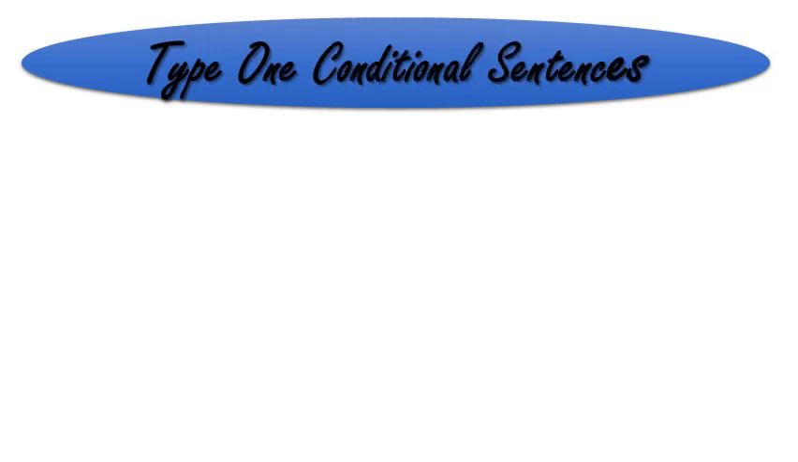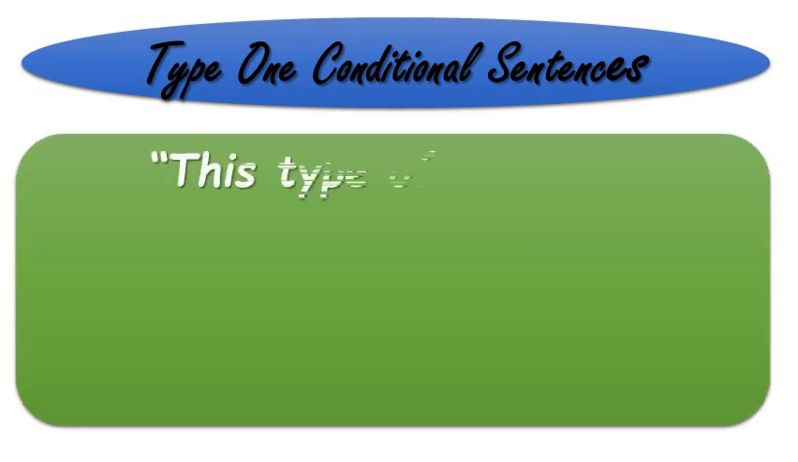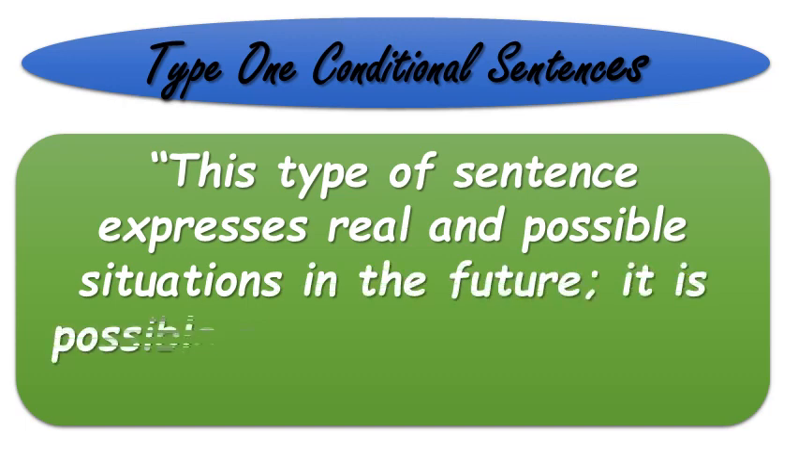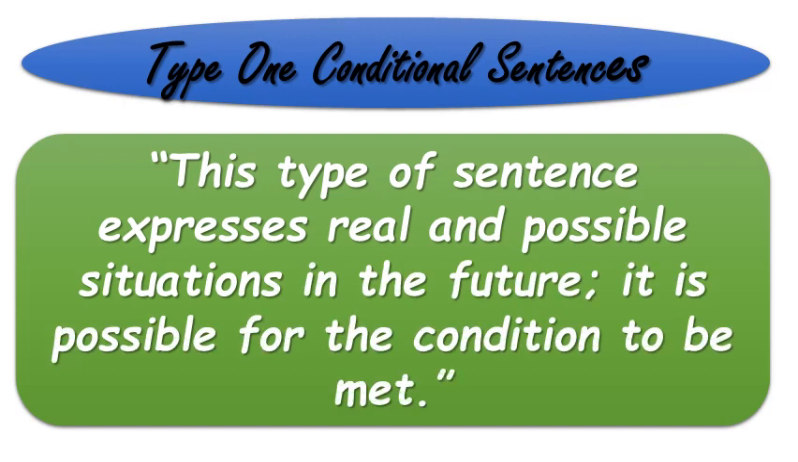Let's see what is the meaning of type 1 conditional sentences or open condition. This type of sentence expresses real and possible situations in the future. It is possible for the condition to be met. Or in simple way, we can say that the first conditional shares the results of situation in the future that we think is pretty likely to happen. Its form uses a conditional clause in the present simple and the main clause in the future tense. The main clause will use a modal like would, should, could, will, may, might or can.